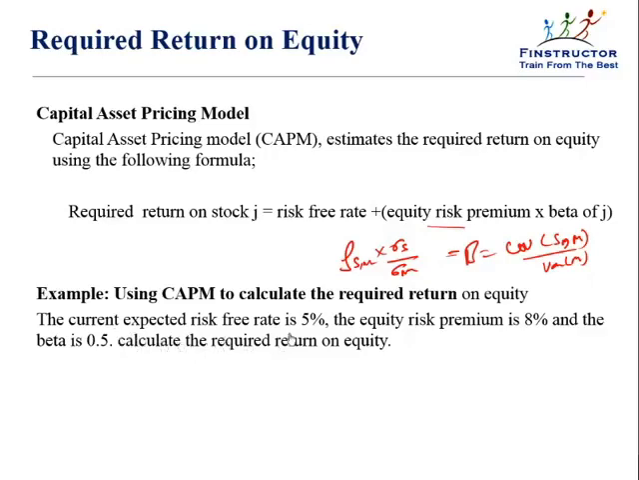The current expected risk-free rate is 5%, the equity risk premium is 8%, and the beta is 0.5. Calculate the required return on equity. So the return on equity will be RF plus beta times RM minus RF. RF is given to be 5, beta is given to be 0.5, and RM minus RF, that is the risk premium, is given to be 8. So this will come out to be 9%.